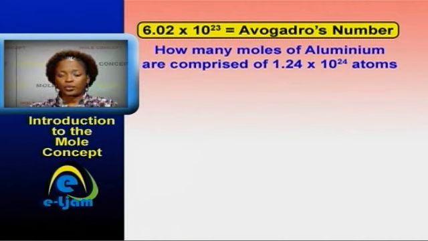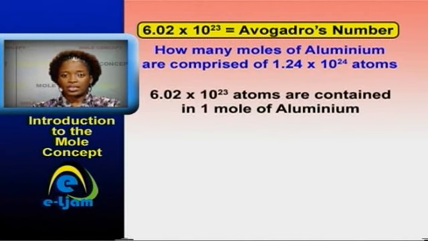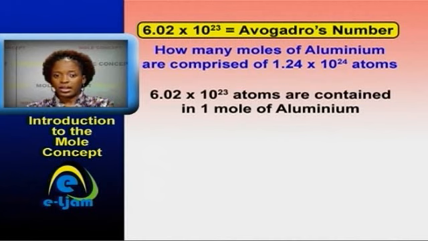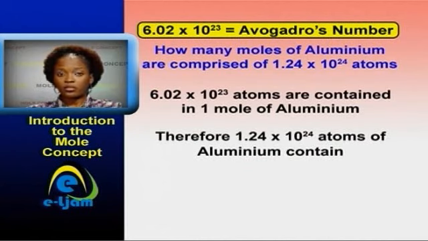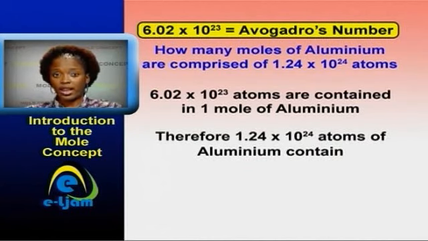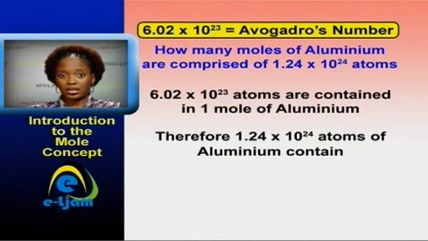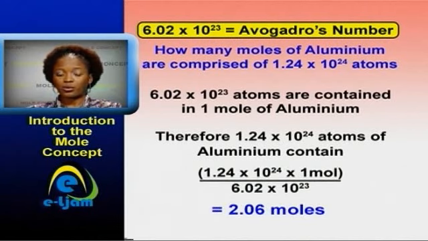Example 2. How many moles of aluminum are comprised of 1.24 times 10 to the 24 atoms? Again, we put in the information we know. 6.02 times 10 to the 23 atoms are contained in 1 mole of aluminum. Therefore, 1.24 times 10 to the 24 atoms of aluminum contain 2.06 moles.